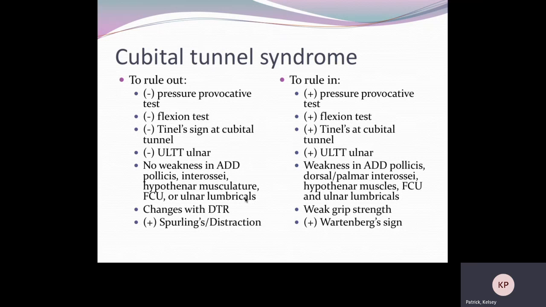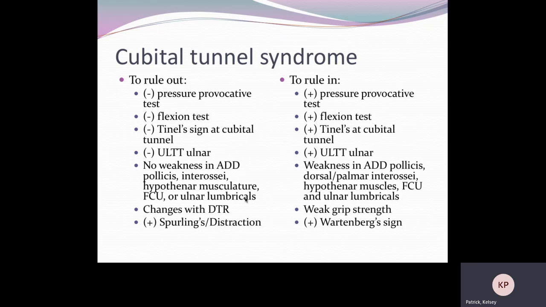To rule out cubital tunnel syndrome, you would typically see a negative pressure provocative test. So this is a test where the elbow is held in flexion and pressure is applied to the ulnar nerve for 30 seconds at the medial epicondyle. A positive would be reproduction of pain. You will also see a negative elbow flexion test. This test is performed bilaterally. The shoulders are in external rotation and the elbows are in full flexion with wrist extension for 1 minute. A positive would be pain near the medial epicondyle and numbness and tingling in the ulnar distribution.